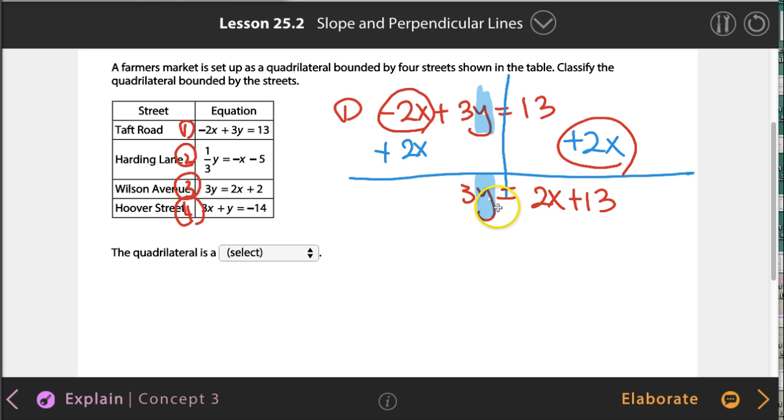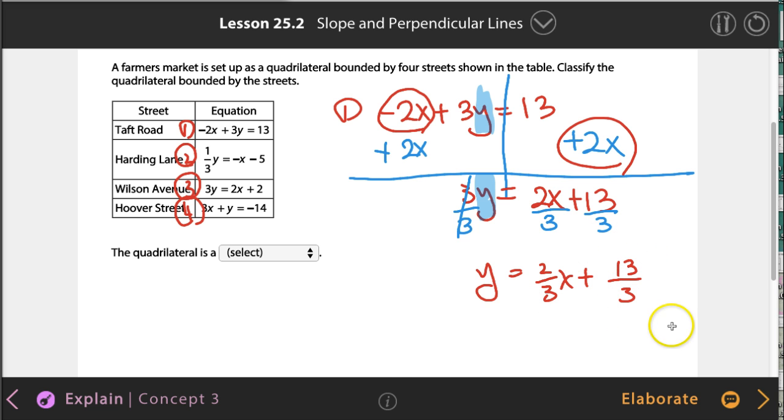The relationship between the 3 and the y is multiplication. So let's do the opposite of that. You're going to divide by 3. Now here's the most important thing. When you divide by 3, you gotta remember to divide everything here by 3, not just the 2x. Okay? So then they cancel out and it becomes y, because this is 1y, and you don't write the 1, right? And that equals 2 over 3x plus 13 over 3. We can't simplify 13 over 3 or 2 over 3, so we're just going to leave it like that, okay?